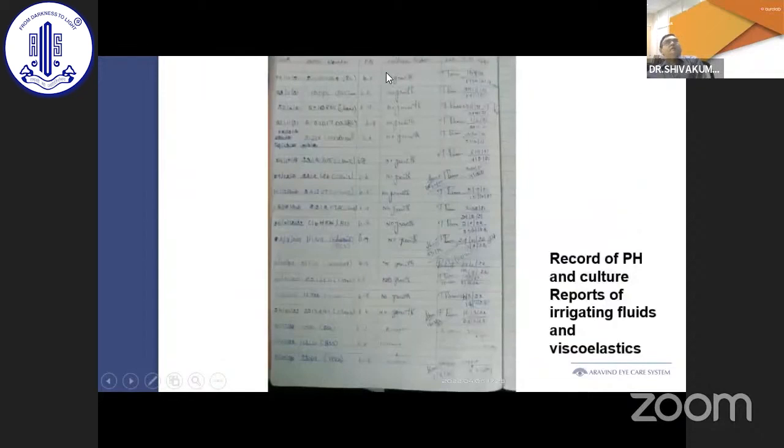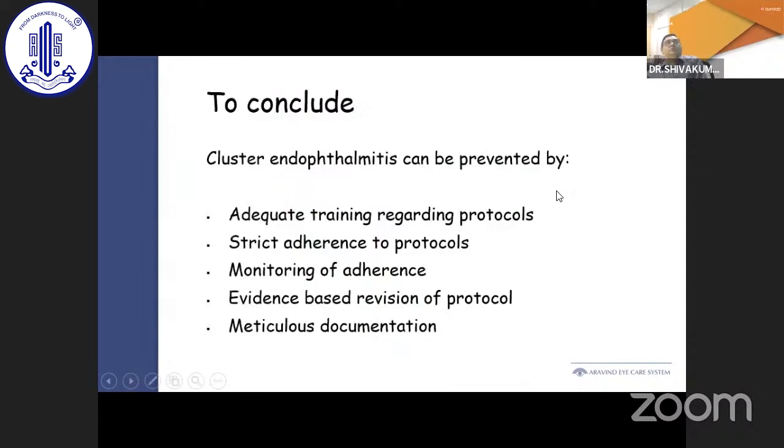This is a record of the pH values and the culture report of various consumables when a new batch is started for BSS and for viscoelastics. And this is also kept and countersigned by the infection control in charge.